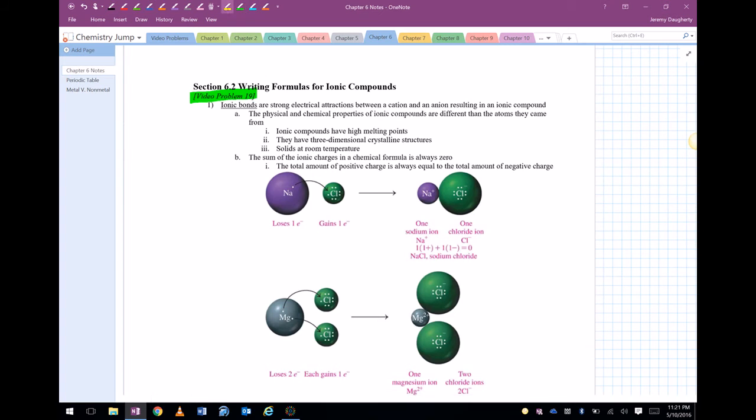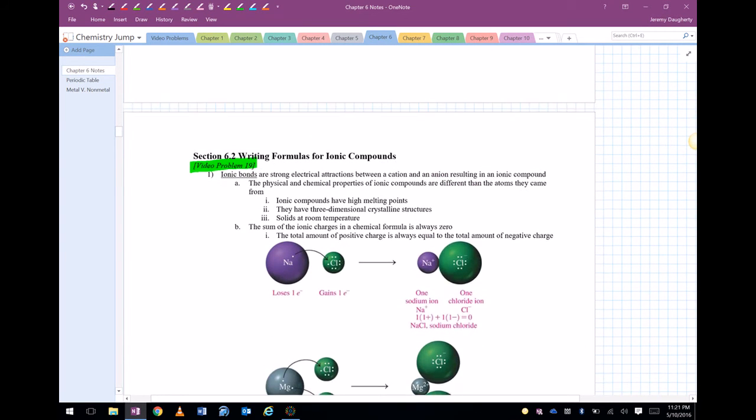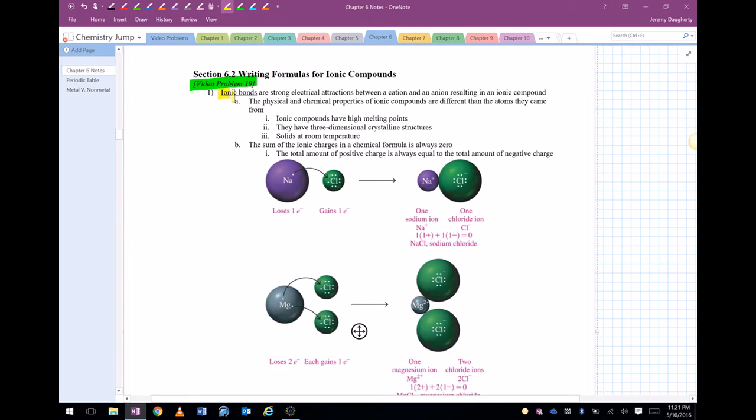Ionic bonds are strong electrical attractions between a cation, which we know to be positive, and an anion, which we know to be negative. Oh, go figure, there's a force of attraction between a positive and a negative. Now this results in an ionic bond.